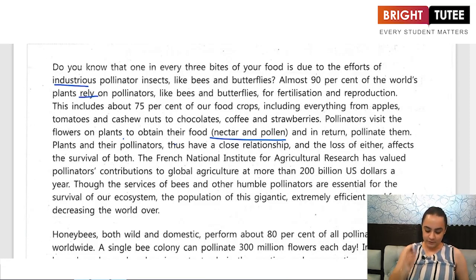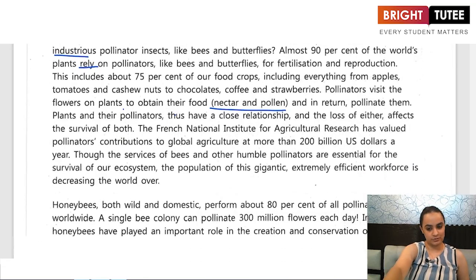Though the services of the bees and other humble pollinators are essential for the survival of our ecosystem, the population of this gigantic, extremely efficient workforce is decreasing the world over. So, the services of these bees and small pollinators are very essential for the survival of the ecosystem. But the population of these pollinators is actually decreasing across the world.